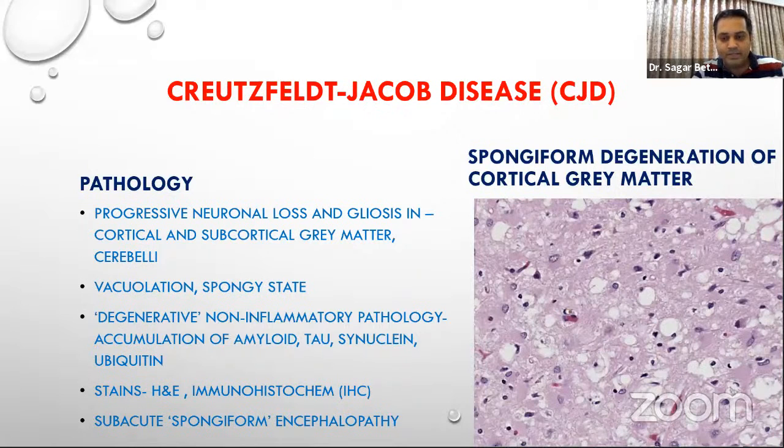And the other is the IHC stain specific for PrP, which will specifically demonstrate the prion proteins inside the cortical and the subcortical gray matter. Because there is a spongiform appearance on the H&E stain, it is also called subacute spongiform encephalopathy, because it is subacute, which means it progresses rapidly over weeks to months, unlike a typical dementia.